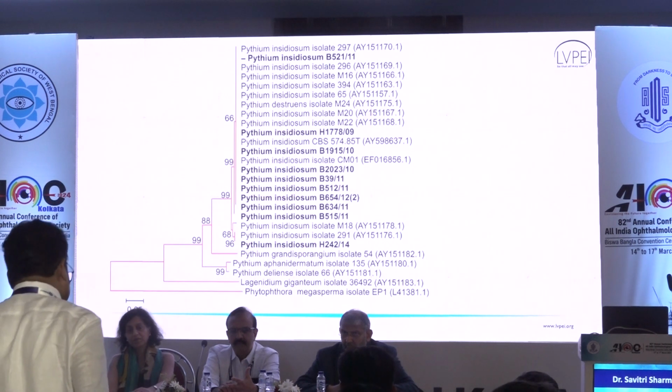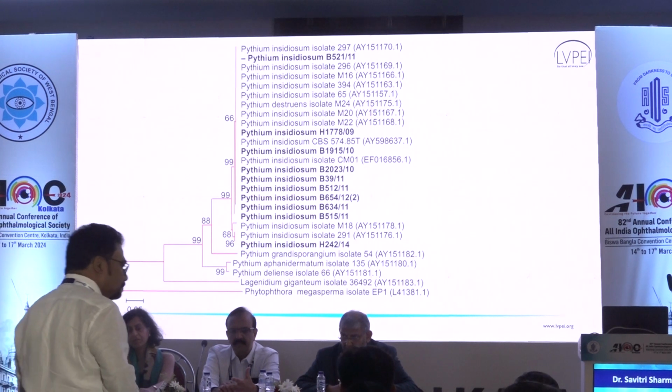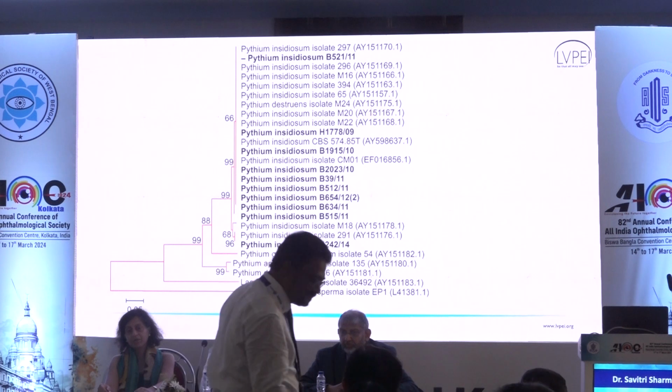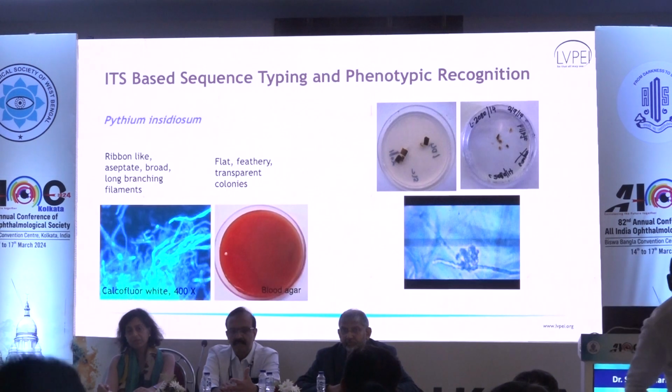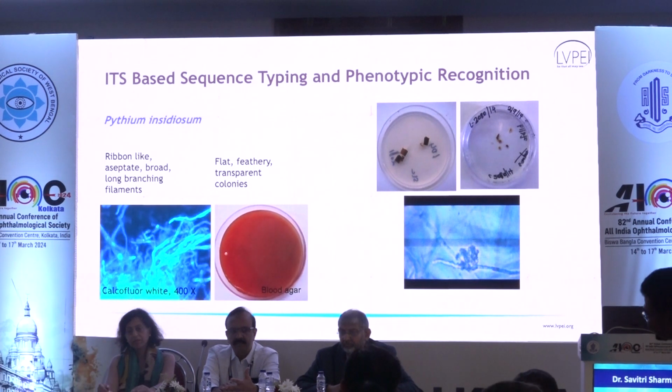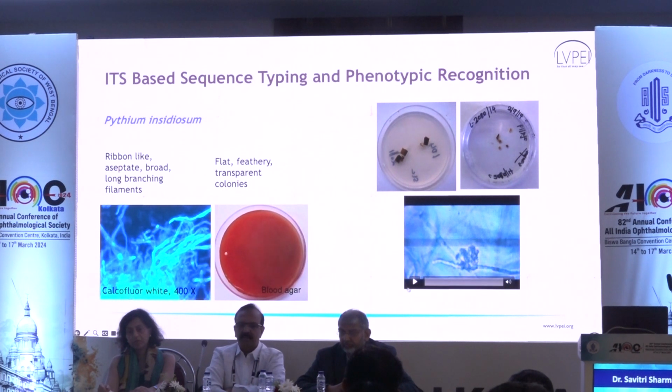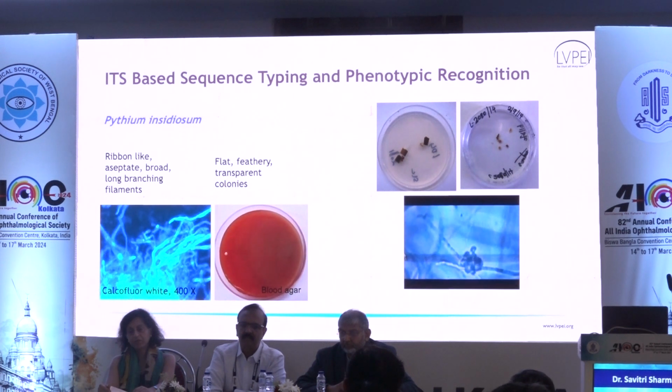And here in a phylogenetic analysis, you find that we were actually dealing with Pythium, which we were not able to identify. And retrospectively, we learned what the smear looks like, what the culture looks like, and also we learned the formation of zoospores, which we are extensively using for antibiotic susceptibility testing for the Pythium.